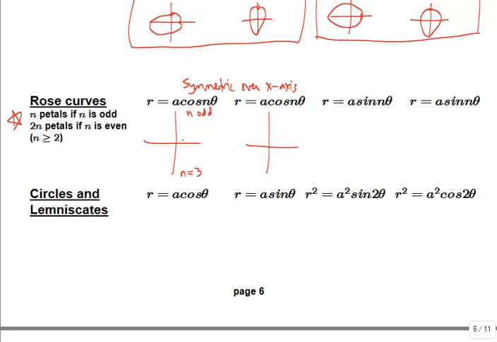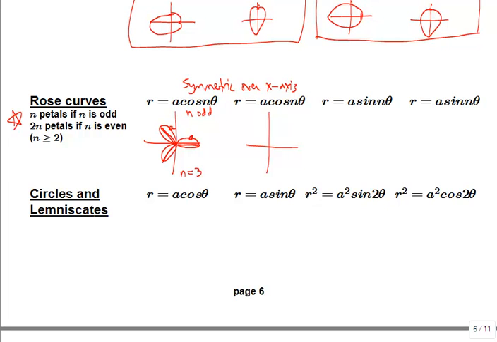For cosine, your first petal is always centered on the positive x-axis, always. And then, since there are 3 petals, we want them evenly spaced around this whole graph. So the other petal is going to be over here, and the other petal is going to be over here. These should all be evenly spaced apart. And the length of this petal, so this sort of distance going out to the tip of that petal, that's your a.